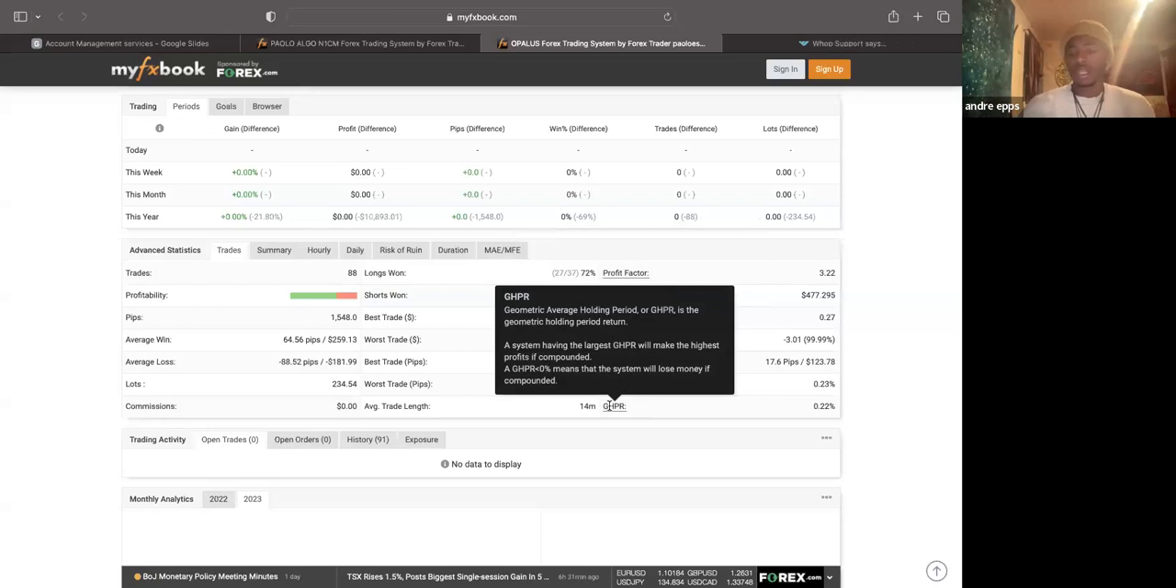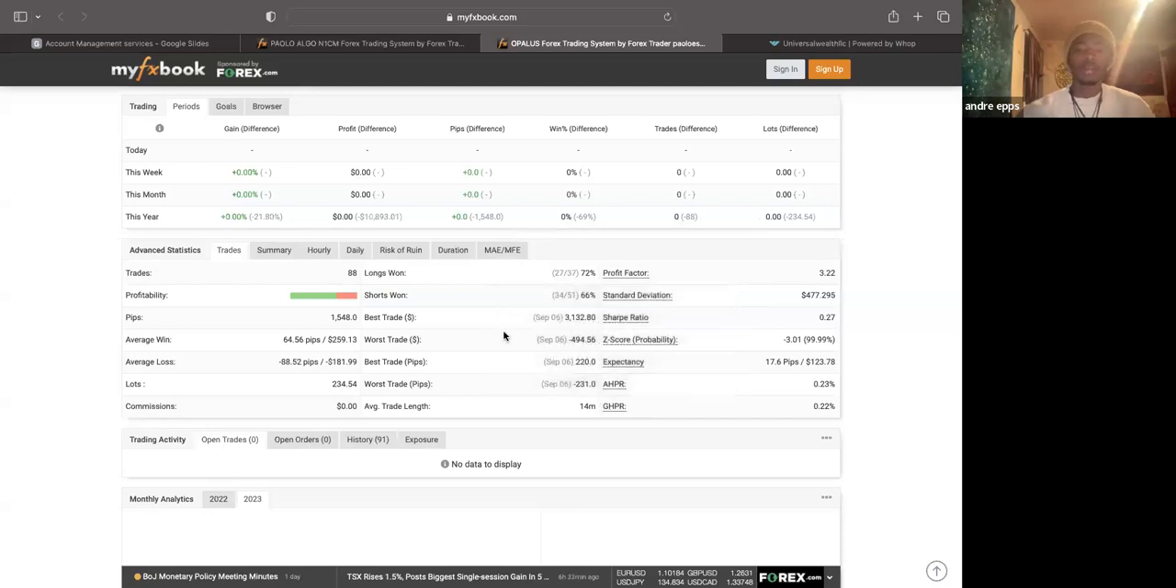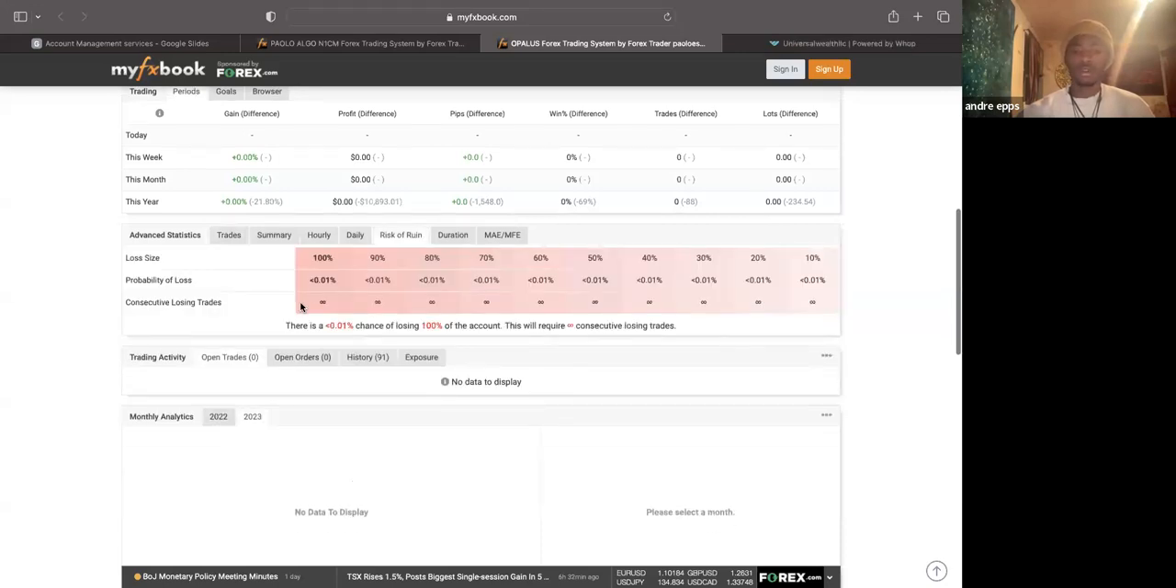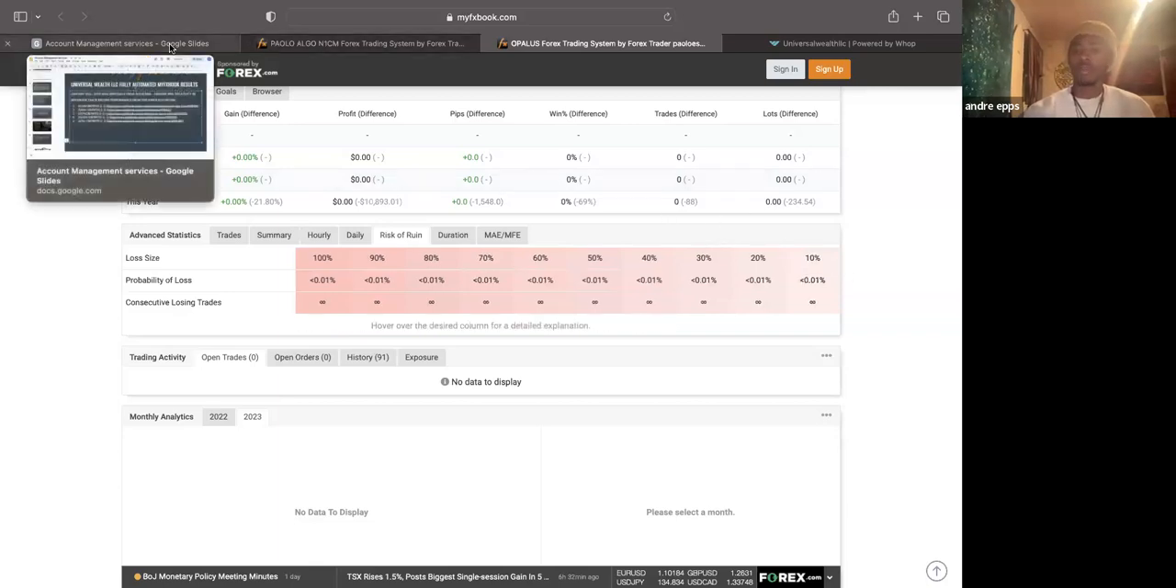But this means that it is able to be compounded over an extended period of time, much like we've seen in the other MyFXBook, which came from a completely different period of time within the data. The risk of ruin, all this information is the same. There's less than 0.01% chance of losing 100% of the account, and there's less than 0.01% chance of losing 10% of the account. So it's literally impossible to do those things. It's literally saying we have no chance of that happening to us.